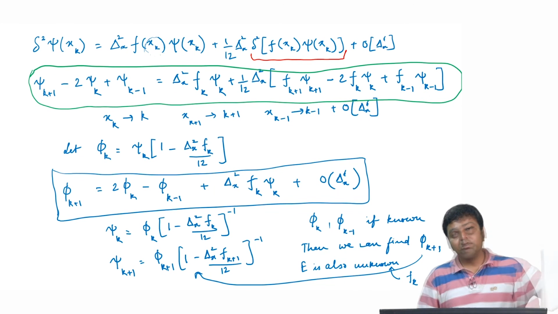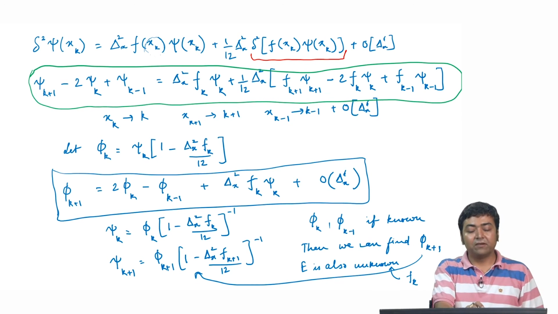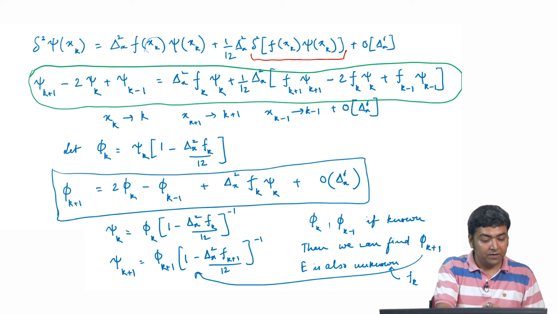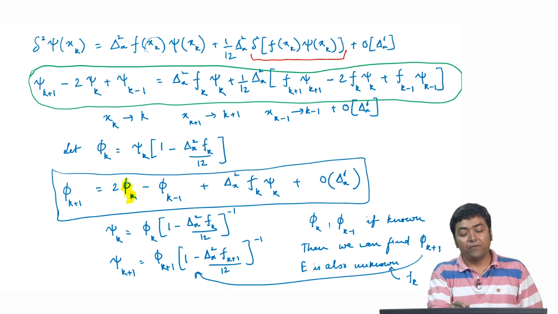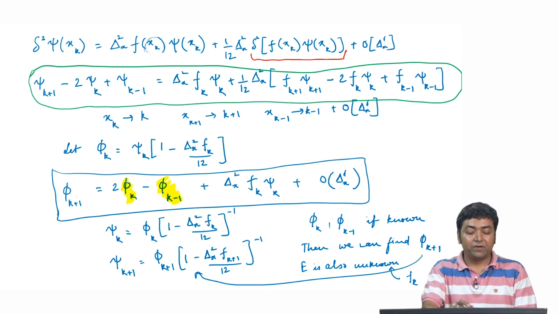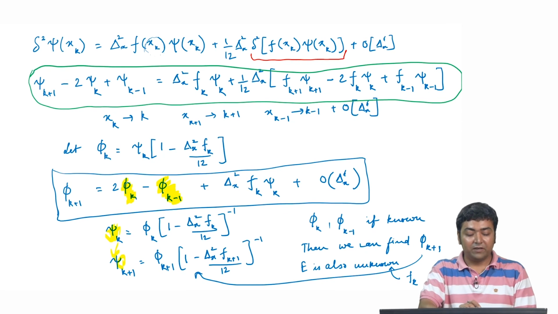This is how the Numerov algorithm is derived. Since it is a second order differential equation, as you can see from the equation itself, it depends on two starting initial conditions. We need to know phi k and phi k minus 1 to find the next value of the wave function phi, or in terms of the wave function, we need to know psi k and psi k minus 1, and from there we can find psi k plus 1.